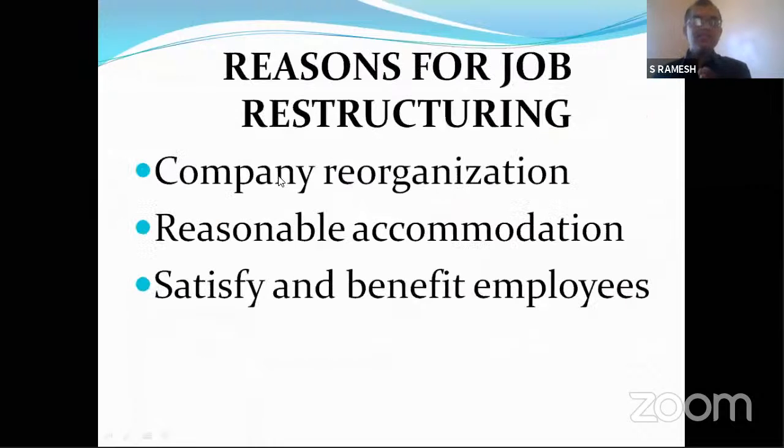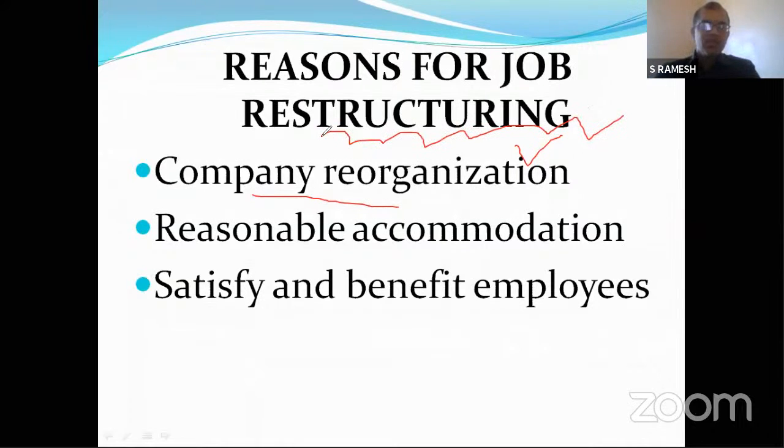Okay. Reasons for job restructuring. Why? What is the necessity of job restructuring? See, initially I told you the company may have to reorganize. It may be because the company is opening new branches, that is expansion of branches, expansion of the business, sometimes contraction of the business. So already this many branches are there, the company has downsized its business. From 10 branches, the company reduced to only 5 branches. So in that case, job restructuring takes place.